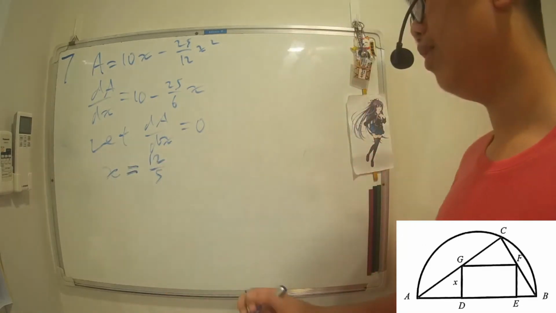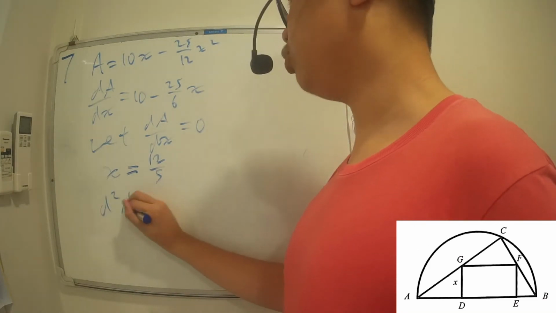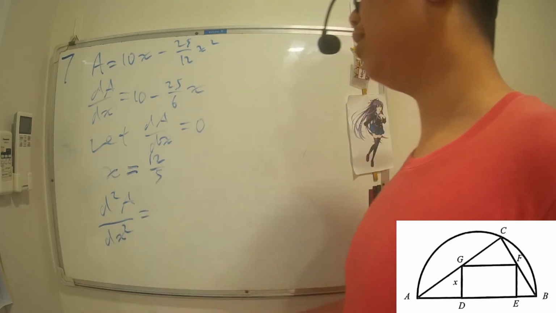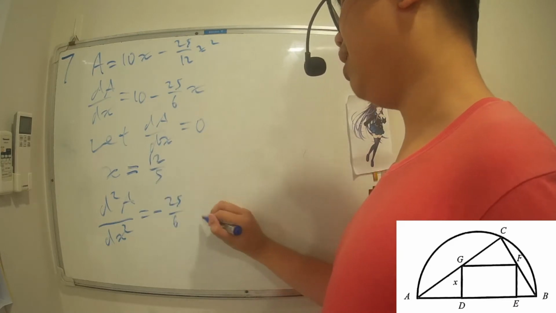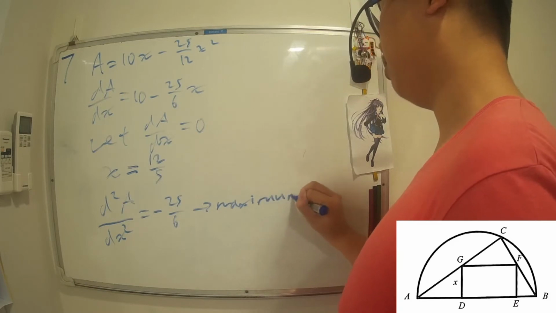Okay, correct? And from here, let's find d squared A over dx squared to find out if this is a maximum or minimum. The x term is gone, so this is literally just minus 25 over 6, which means that this is a maximum because it's less than 0. Very standard question here.